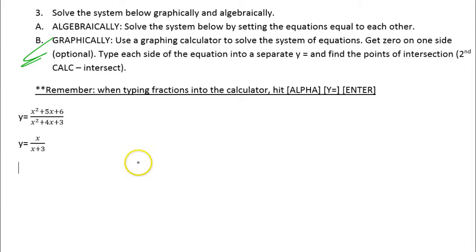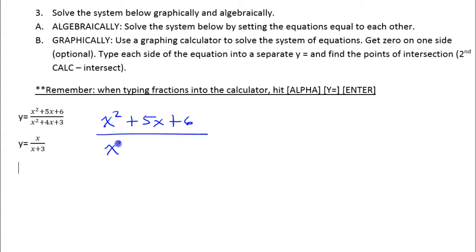Alright, let's solve another system of rational equations. Each one we do is getting a little bit more complicated, so watch out. So here again, we can start off by setting these equal to each other because they both equal y. So that's going to create x squared plus 5x plus 6 over x squared plus 4x plus 3 equals x over x plus 3.